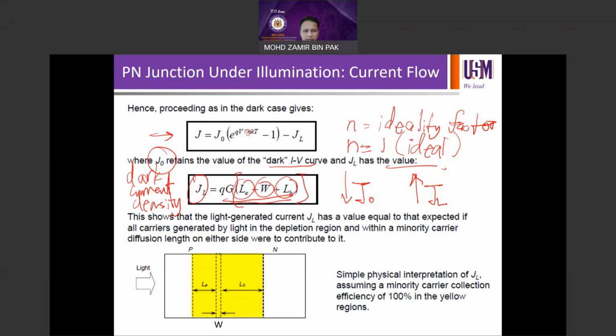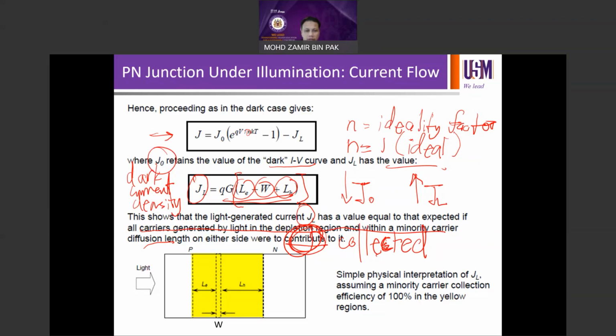So this shows that the light generated current JL has a value equal to that expected if all carriers generated by light in the depletion region are collected, right, with a minority carrier diffusion length on either side were to contribute. So this means they are collected. So if they are not collected, on the other hand, they will not be able to contribute to JL. Okay, meaning if your carrier does not reach, does not cross, that is not collected by the junction, so it will not contribute to the current density eventually.